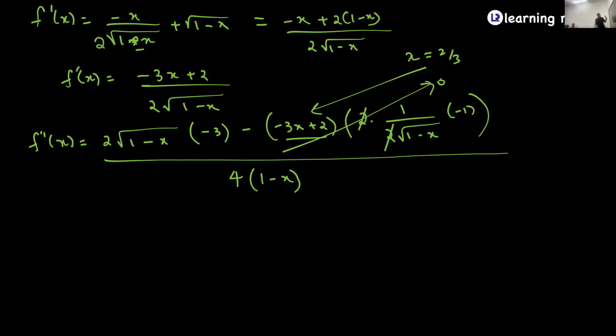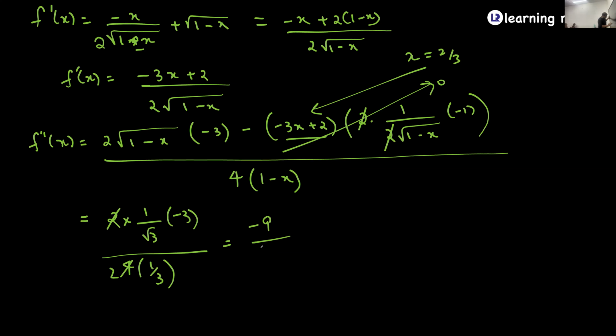So here we will be left with one term: 2 into root of 1 minus x, with 1 minus 2 by 3, so 2 into 1 by 3. And you have a minus 3 divided by 4 into 1 minus 2 by 3, which is again 1 by 3. So 2 will cancel the 4 two times, and this will go to the numerator. It will be minus 9 divided by 2 root 3.